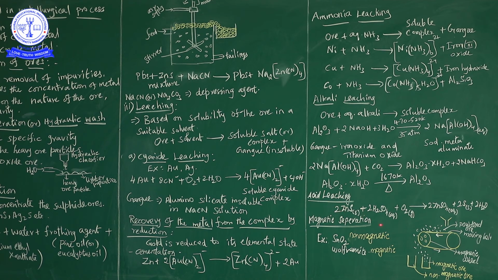So, the sulfide ores are heated with hot aqueous sulfuric acid. By passing a continuous supply of air, we get zinc sulfate and sulfur. The zinc sulfide is insoluble in water. So, sulfide ores are insoluble in water.